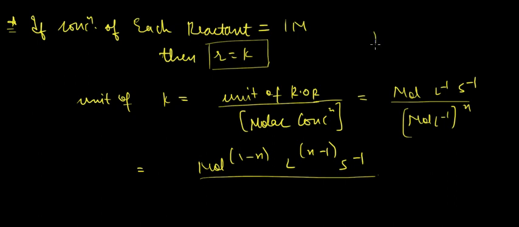I hope you remember that small r, which is the rate of reaction, equals K times concentration of reactants to the power n or x. So when the concentration is 1, K would be equal to r.